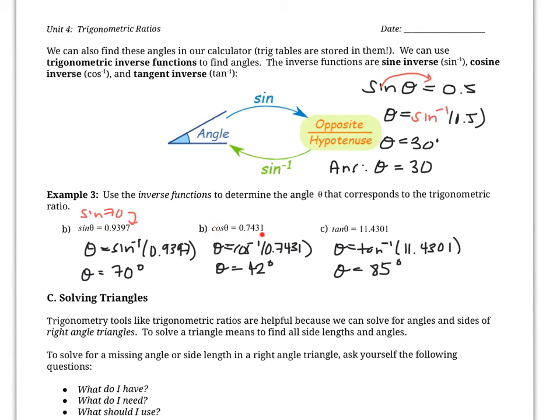This guy here, we've got to get rid of cos. Cos of some angle is equal to this ratio. So all we have to do is take cos inverse of that ratio, and we get 42 degrees. And last, we need to undo tan. Tan of some angle is equal to this, so let's go opposite of tan. It's going to be tan inverse. So take the tan inverse of this guy, and we get 85 degrees.